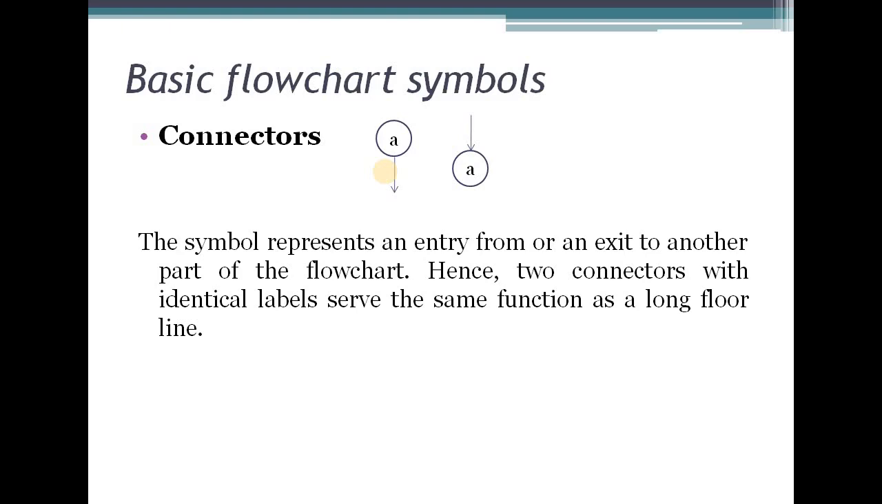A connector symbol is a circle with a letter or a digit. So here we have used a letter. We can also use a digit placed in it to indicate the link. A pair of identically labeled connector symbols indicates a continued flow when the use of a line is confusing. Hence, two connectors with identical labels serve the same function as a long flow line.